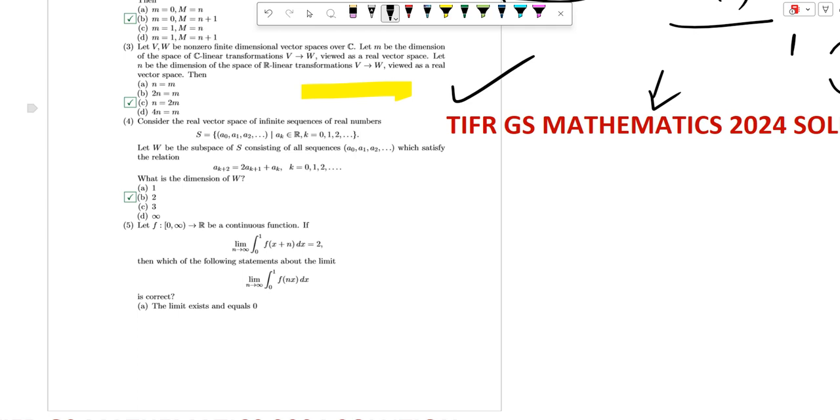So let f from 0 to infinity be a continuous function, and this runs from 0 to 1. Which of the following statements about the limit is correct? Okay, so to solve this question we need to analyze the given information. The problem says f from 0 to infinity is given.